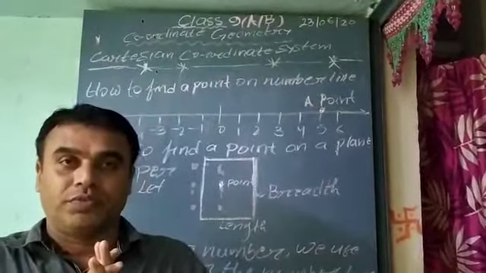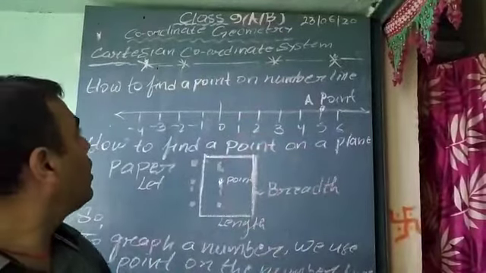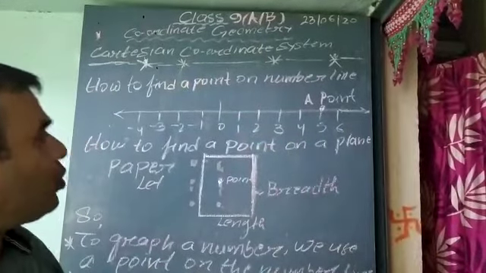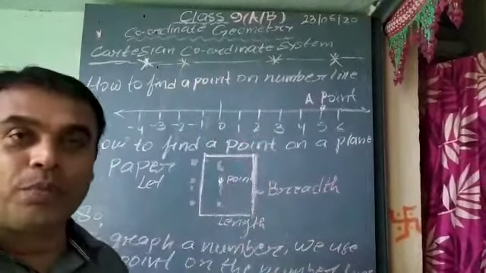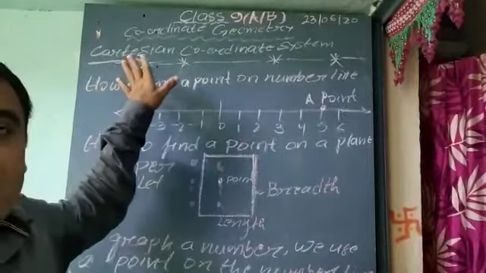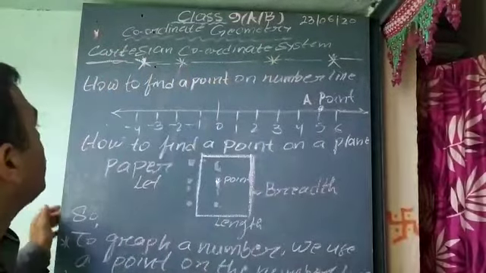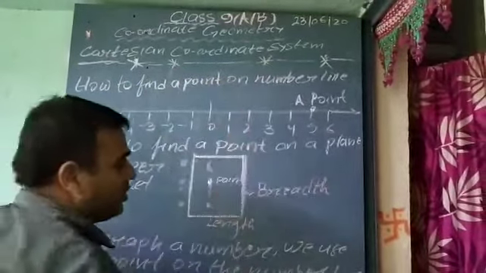Good morning, students. Today we are going to learn about coordinate geometry and how to denote a point on a plane and on a number line. This comes inside the Cartesian coordinate system. So how do we find a point on a line?